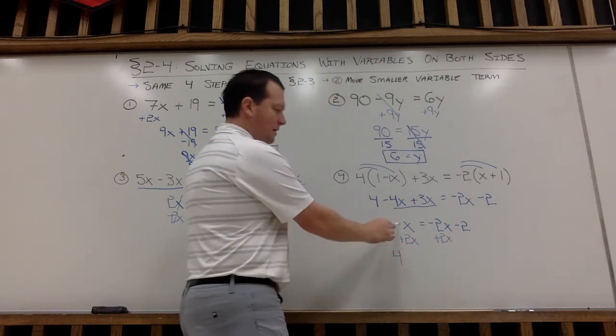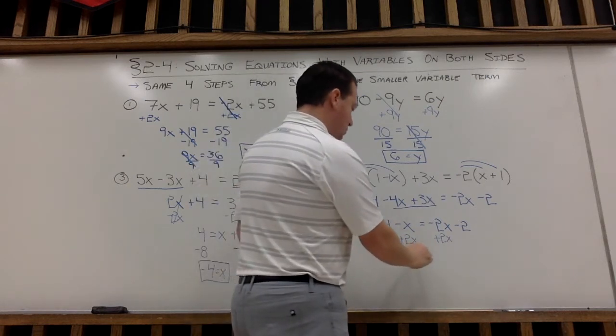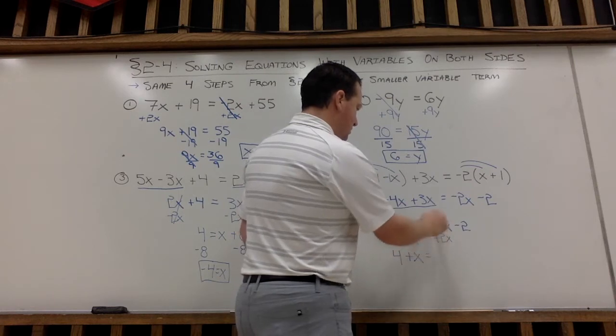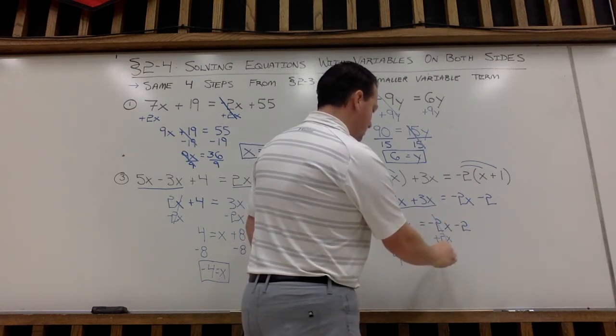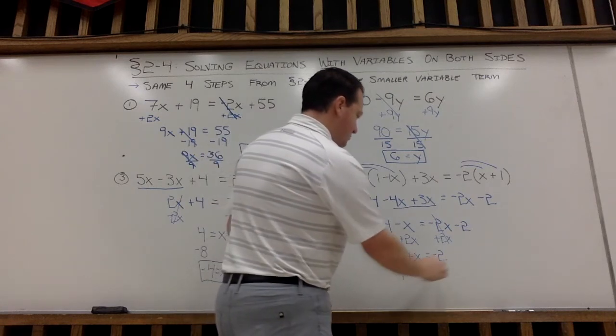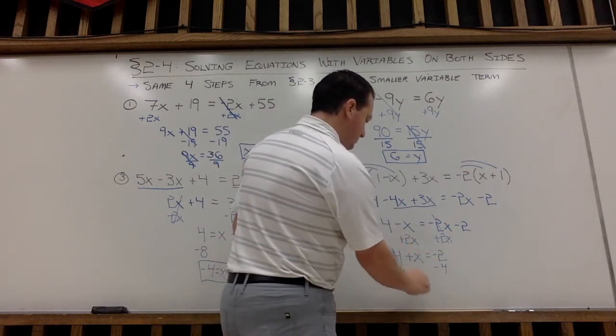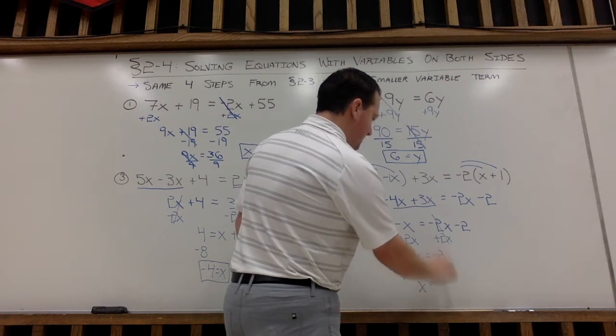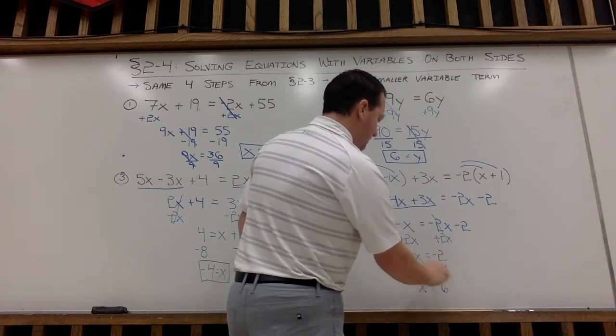I'm going to have 4, and then negative 1 plus 2 is just 1x will equal negative 2. Last step to get x alone is subtract 4 from both sides. I've got x equals negative 2 minus 4 is negative 6.